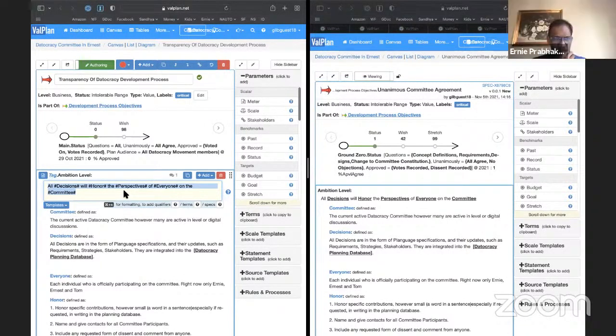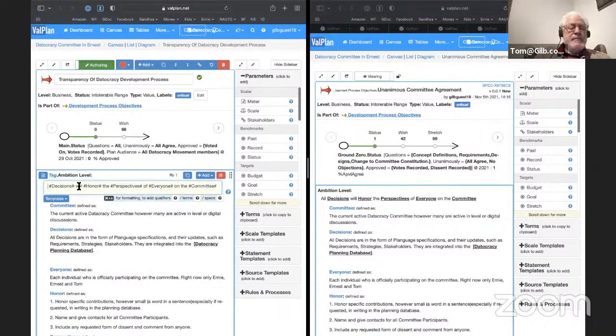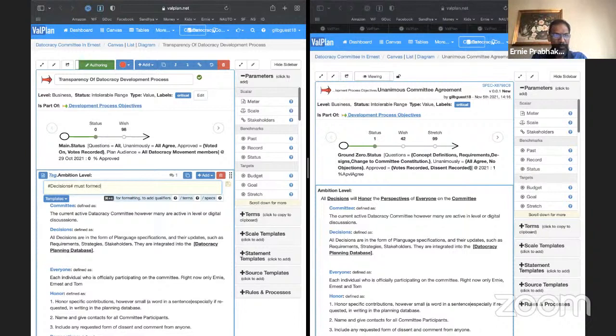We can cut it. I would just cut to a blank ambition level. Okay. And then write anything you want about transparency. It must be formed in a process available. Okay. And then we need to make decisions whether we want to define open process and everyone and formalized.